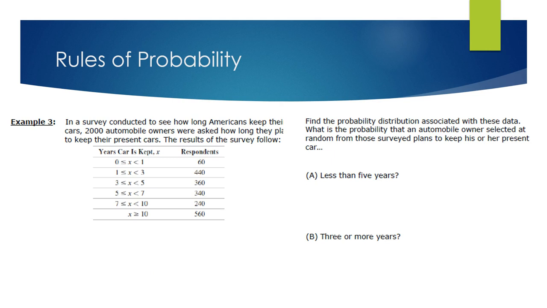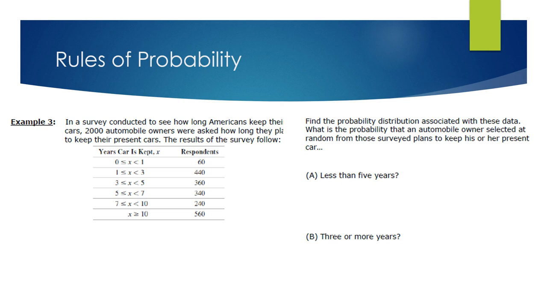In a survey conducted to see how long Americans keep their cars, 2,000 automobile owners are asked how long they plan to keep their present cars. The result of the survey follows. X represents the number of years they plan on keeping their car, along with the number of respondents who gave that as an answer. You're asked to find the probability distribution associated with these data, and most of it is already done.